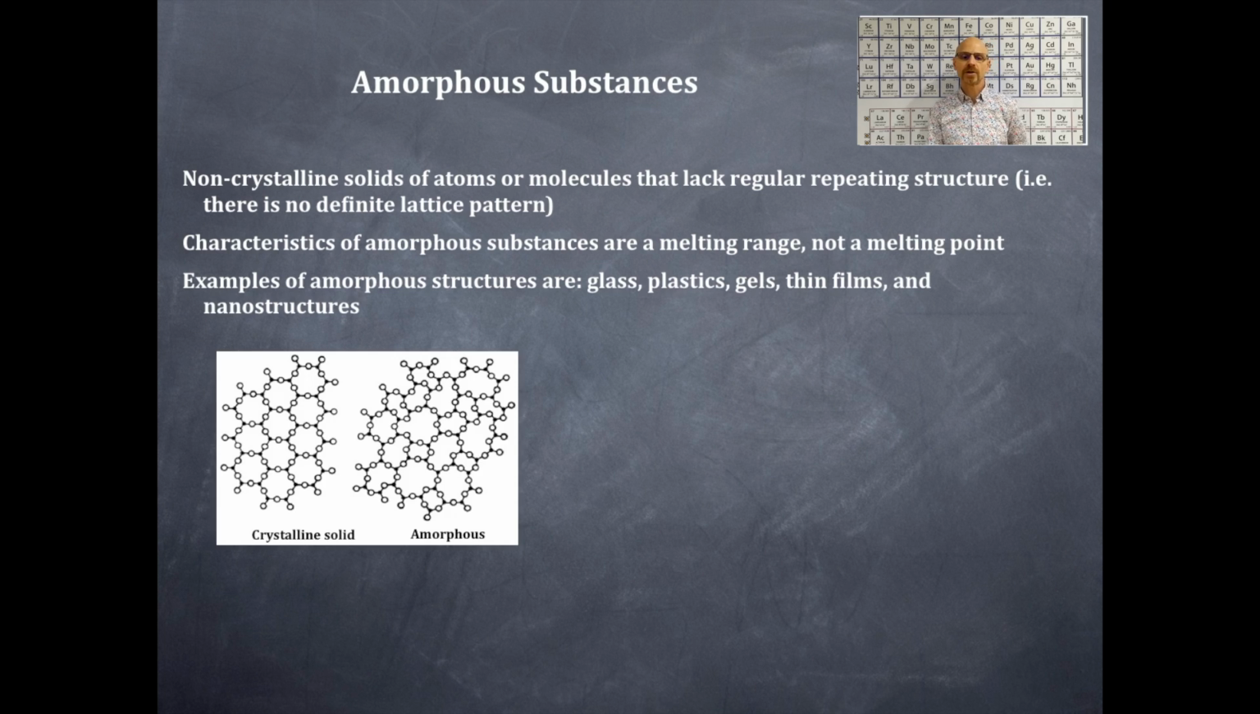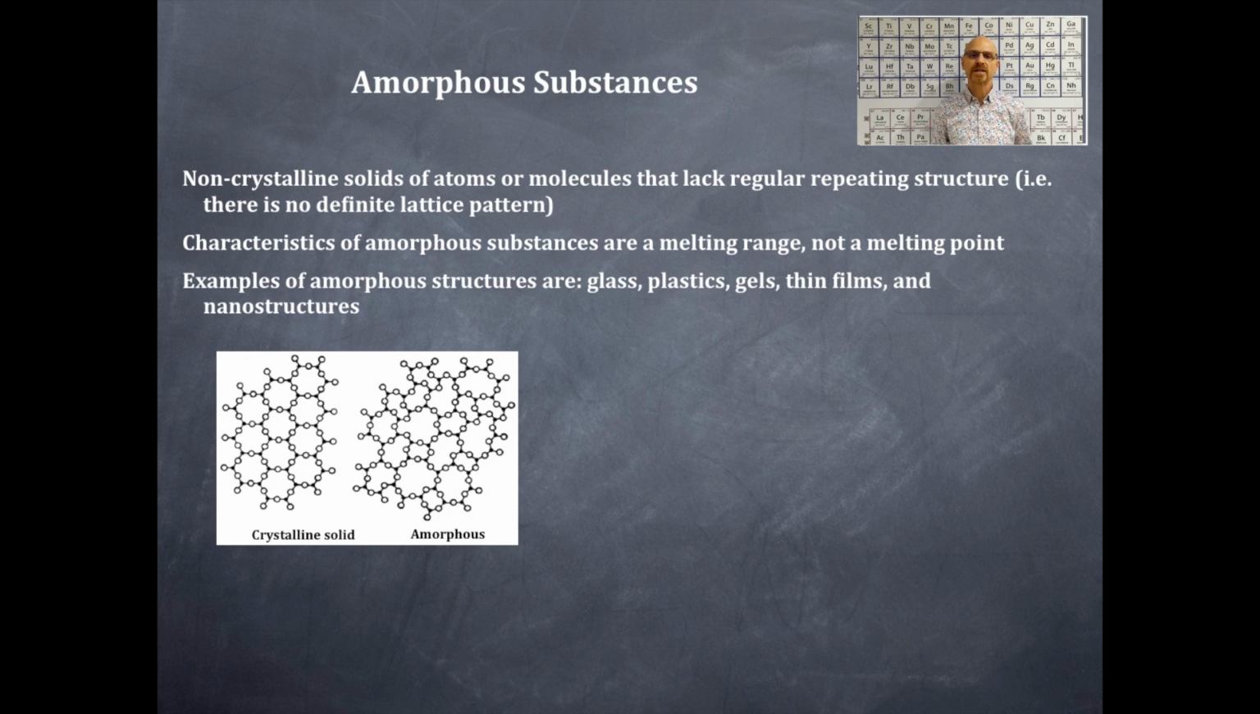So I want you to take a look at this diagram over here. And the crystalline solid right over there, okay, that is a non-amorphous substance. Whereas on the right, that is an amorphous substance. And if you look at these two diagrams here, the one on the left, which is a crystalline solid, like sodium chloride, for example, it has a regular repeating pattern that repeats over and over again. You can take a sample of it anywhere you want to, and it's the same repeating pattern.